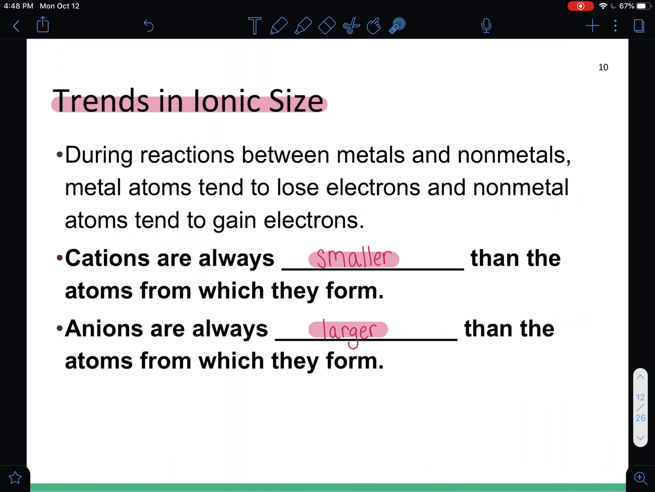All right, on to trends in ionic size. We know that there can be two different types of ions, cations that are positive and anions that are negative. When cations and anions are formed, this impacts the atomic radius because that means there is gaining and losing of electrons occurring. When cations are formed, the atomic radius is actually smaller than the atom from which it was formed. For anions, the atomic radius will be larger than the atoms from which they are formed.